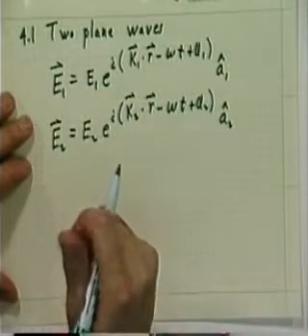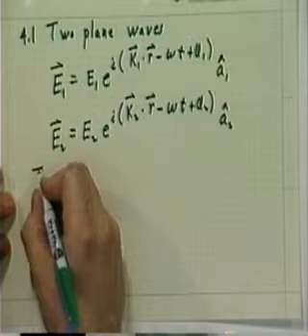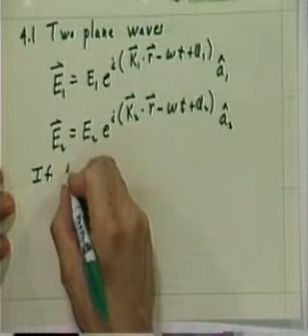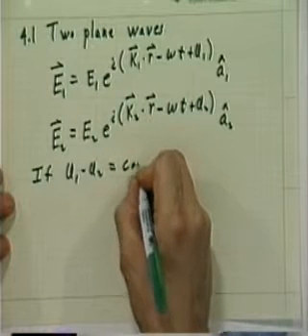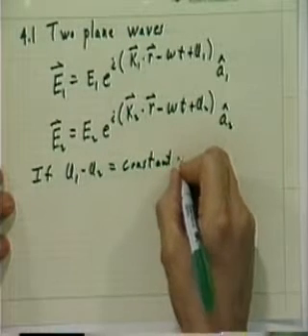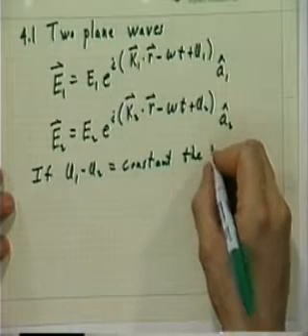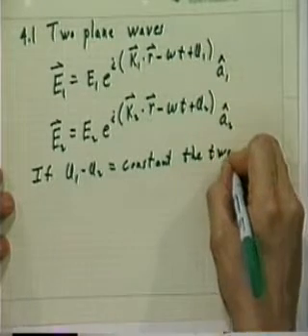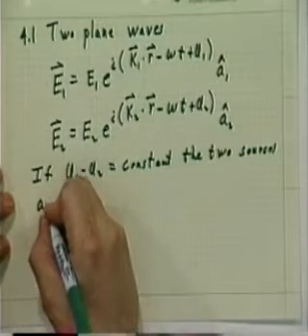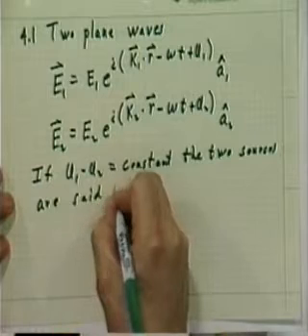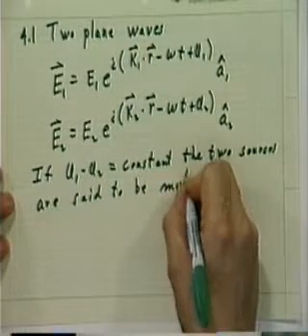Now we have a whole section coming up later on coherence, so I won't go into that now, but I'll simply say that if phi 1 minus phi 2 is equal to a constant, the 2 sources are said to be mutually coherent.